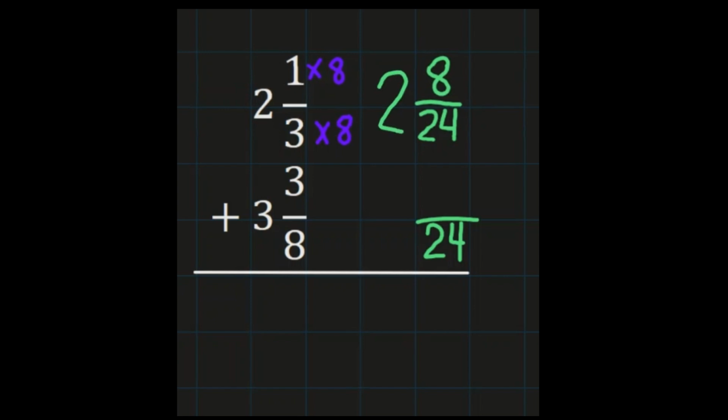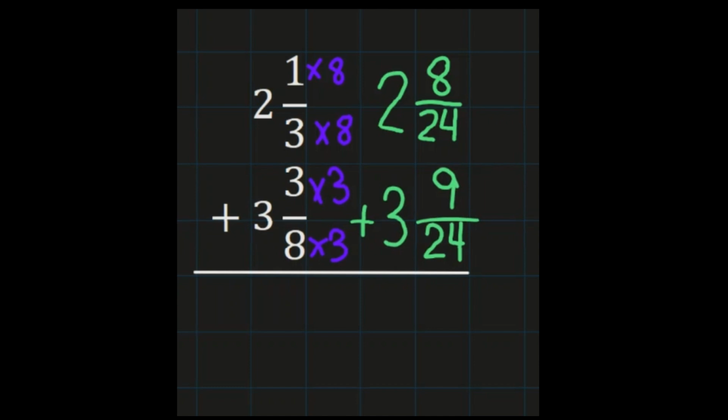Then I need to do the same thing for 3 and 3/8. I have the common denominator of 24. I multiplied 8 by 3 to get to 24, and since I need an equivalent fraction, I need to multiply my numerator by 3 as well. So 3 times 3 gives me 9 for my numerator. And then I'm also going to bring over my whole number 3 so I don't forget about it, and this is an addition problem. So I'm going to start by adding my fractions.